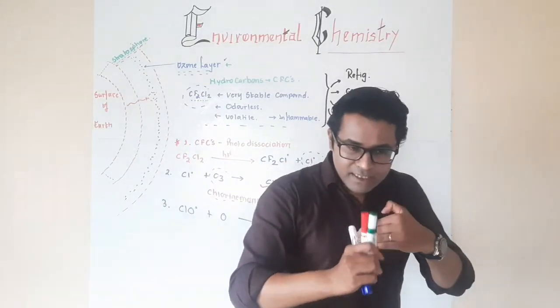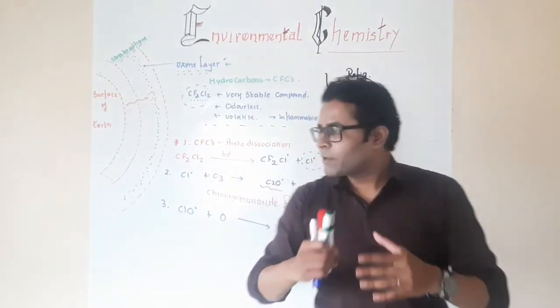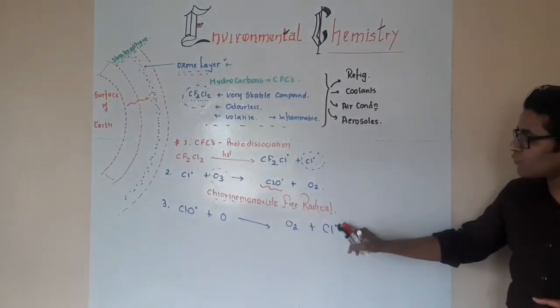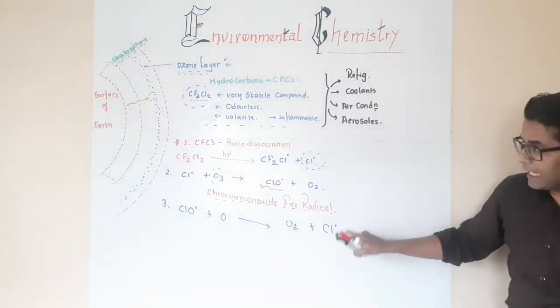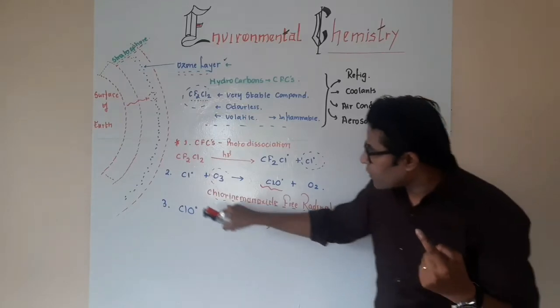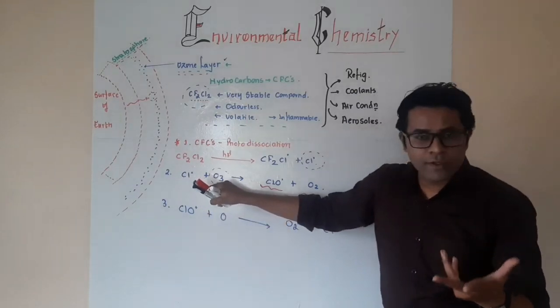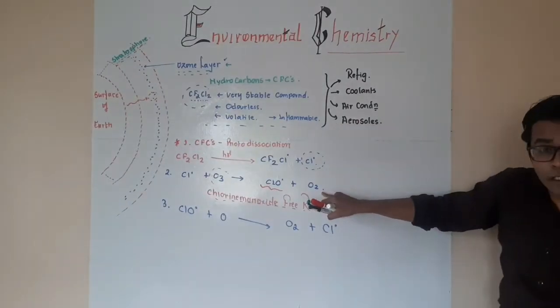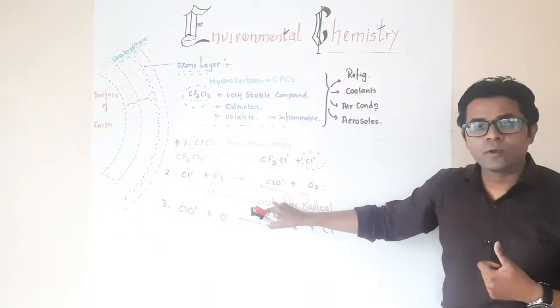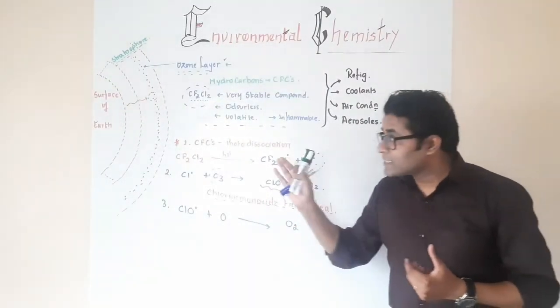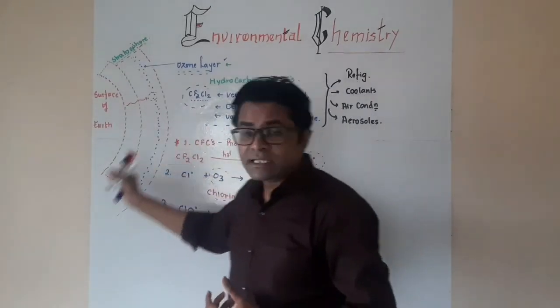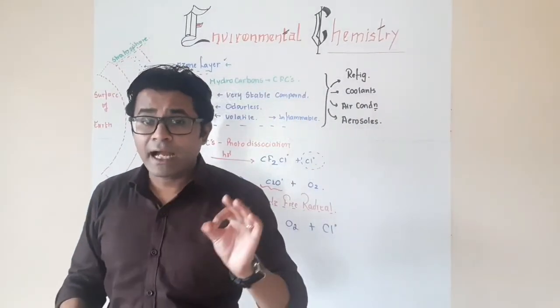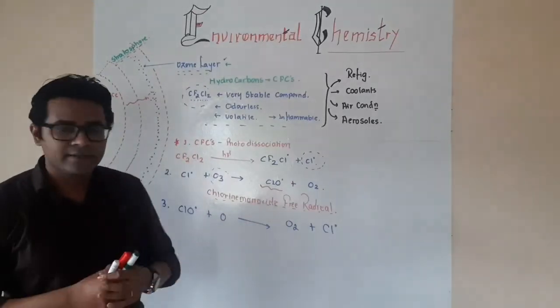As the number of steps passes by, a number of chlorine free radicals are formed. As a lot of chlorine free radicals are formed, they have a tendency to react with ozone, leading to the formation of oxygen molecule and chlorine monoxide free radicals. This is how the depletion is occurring because of hydrocarbons such as CFCs.